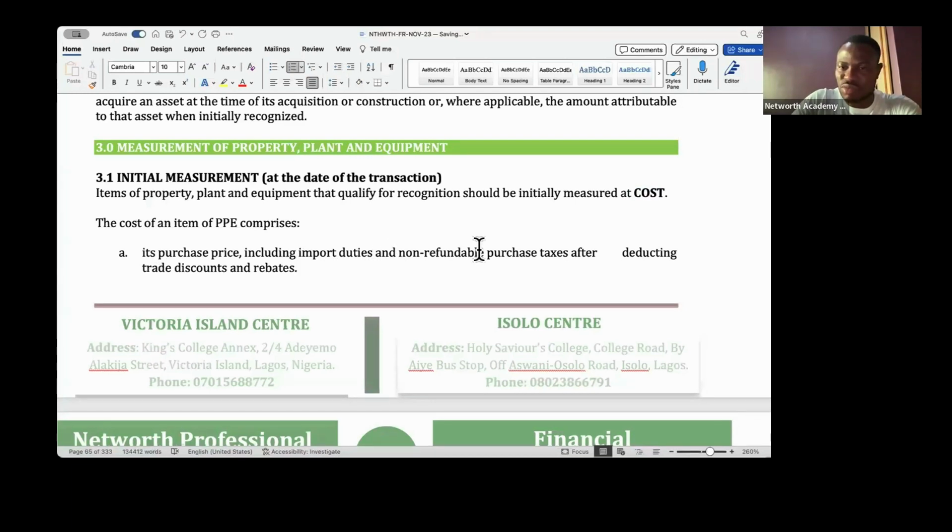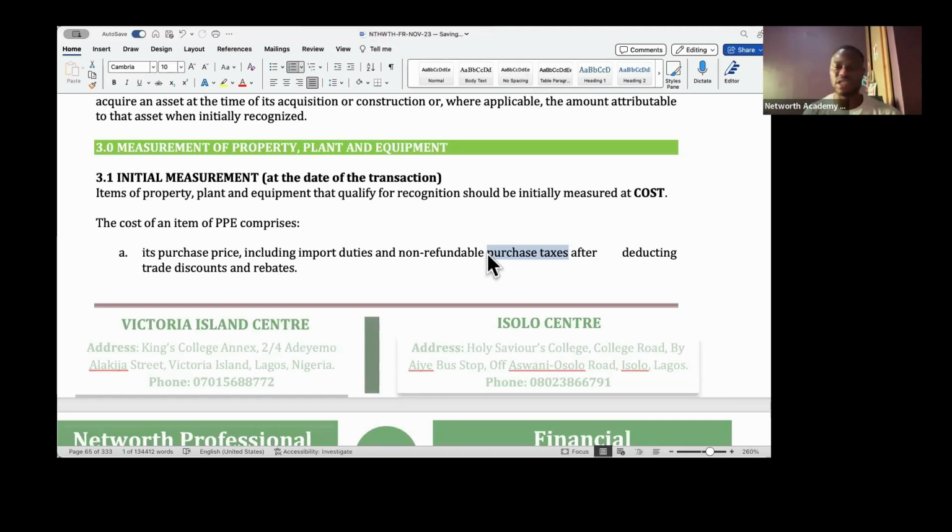What might not be clear to somebody is non-refundable purchase taxes. These non-refundable purchase taxes are majorly VAT. Specifically, these purchase taxes are VAT. You know, when you buy goods, the seller is mandated to add VAT. But because this is an international standard, the standard calls it purchase taxes because not all countries use VAT. It's just Nigeria that uses VAT. Some other countries use sales tax. Some use purchases tax.